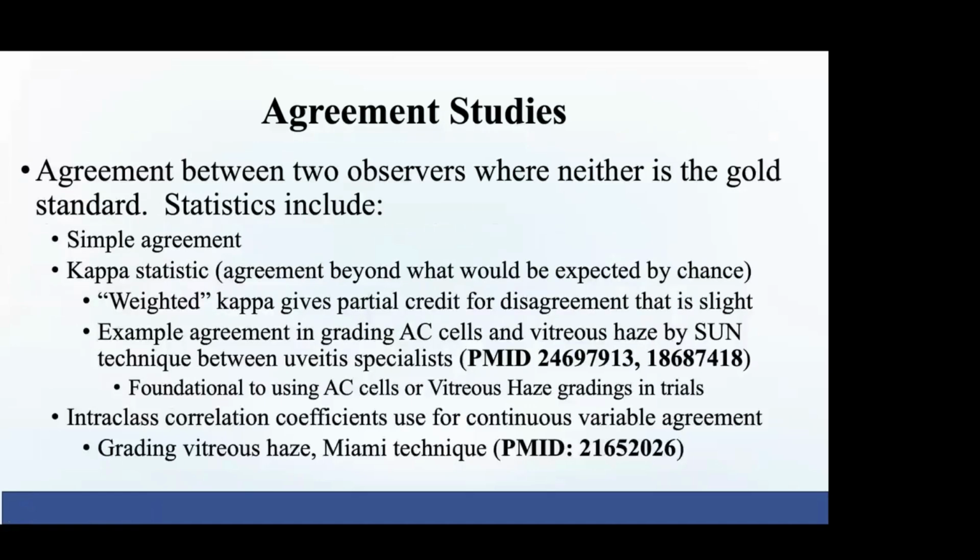Agreement studies are to look at agreement between two observers where neither is the gold standard. And statistics include simple agreement and a kappa statistic, which shows you agreement beyond what would be expected by chance. I'll give you an example from one of our studies. And intraclass correlation coefficients can be used for continuous variables. The Miami photographic approach to grading vitreous haze did that in their study.